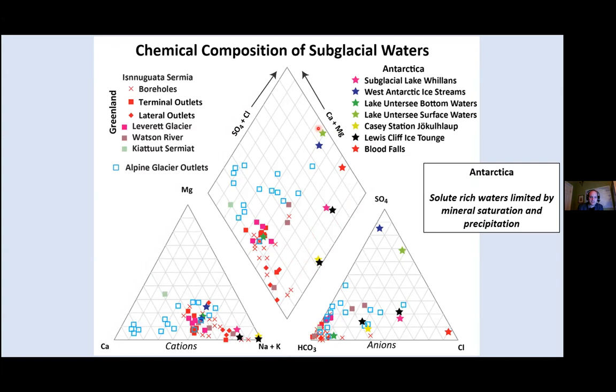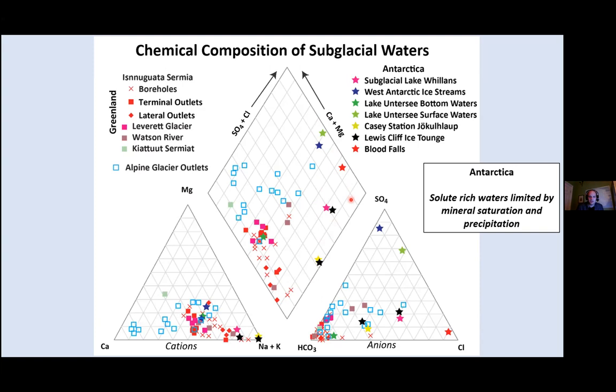So Antarctica here are waters that are rich in sulfates and chlorides and poor in magnesium and calcium, so they end up on this right side here, and it's due to the fact that there's mineral saturation and precipitation in these waters. These are highly concentrated waters, especially compared to the waters from Greenland and Alpine glacier systems.